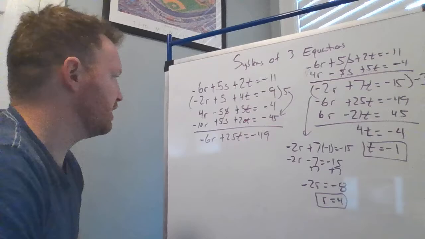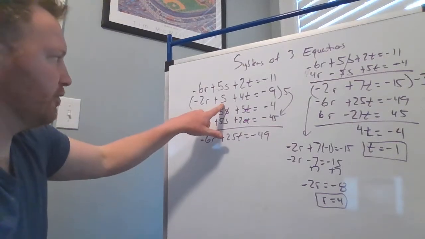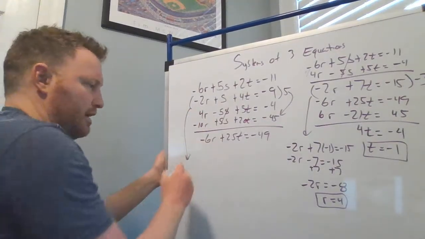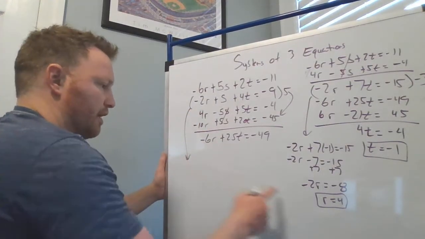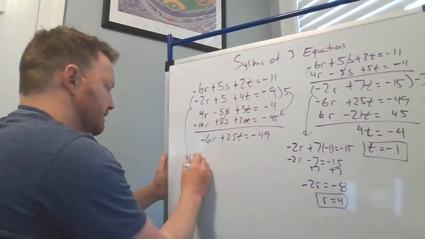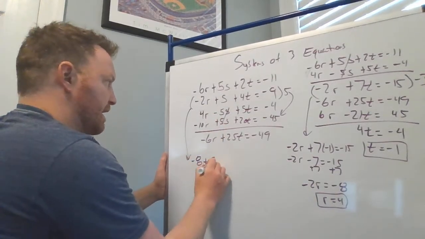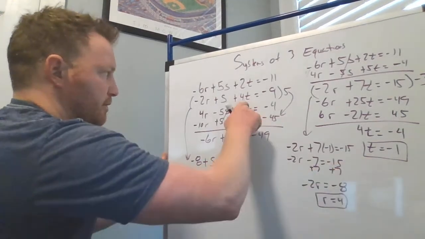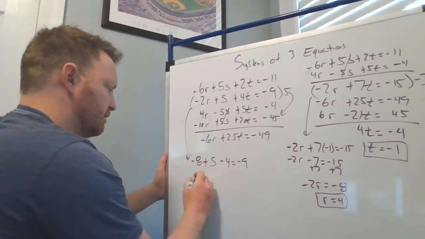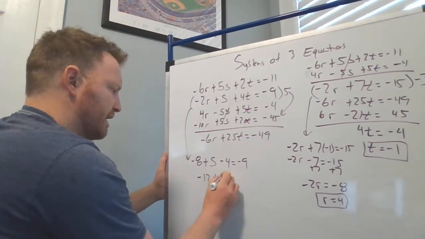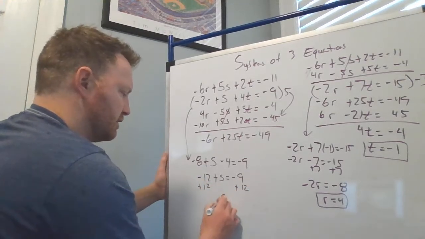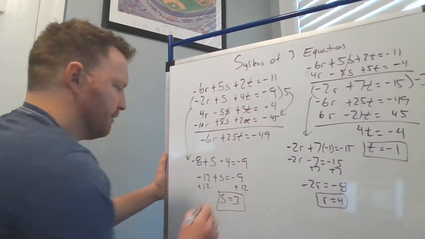Last but not least, we got to solve for s. And I'm liking this one right here because this s has a coefficient of positive 1. So I'm going to use this. So I'm going to just go and put these numbers in place of r. I know negative 2 times 4 is negative 8 plus s. Negative 1 times 4 is negative 4 equals negative 9. Combine your like terms, I get negative 12 plus s equals negative 9. I'm going to add 12 to both sides, so s equals 3.